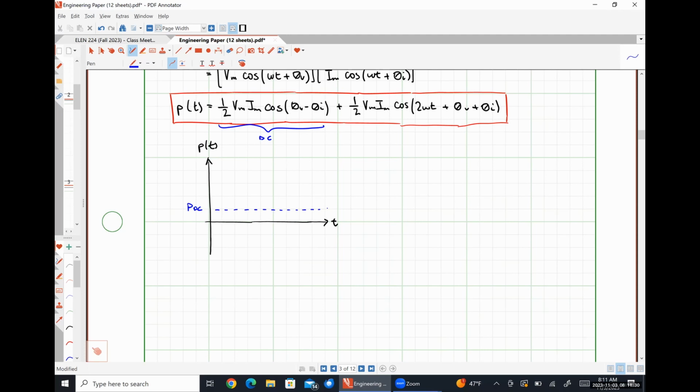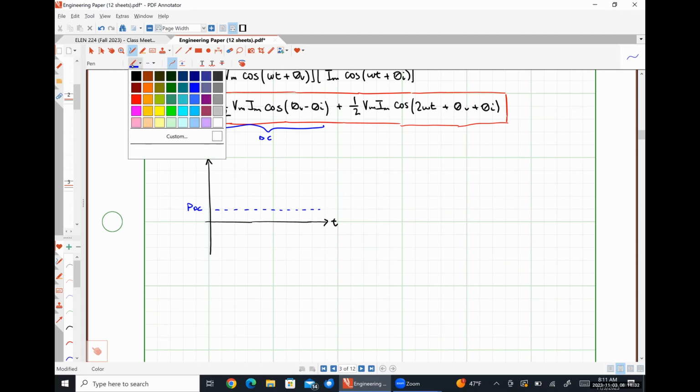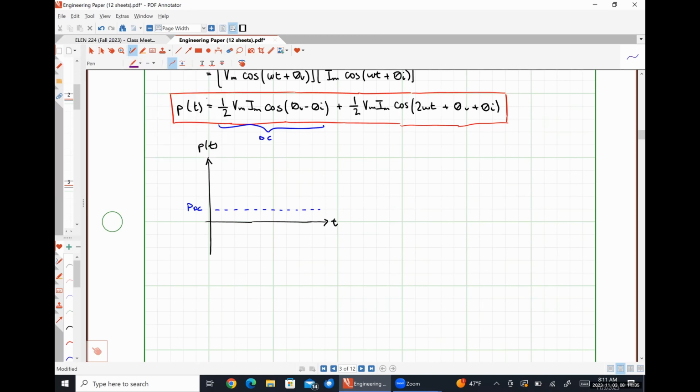Superimposed on top of that DC offset, we have this AC term right here. Notice that this AC term is actually oscillating at twice the angular frequency of either the voltage waveform or the current waveform, right? Because it's 2 omega t. So we're going to see that our power oscillates at twice the frequency of excitation. And so I'm going to superimpose this power on top. And so it's going to look something like this.